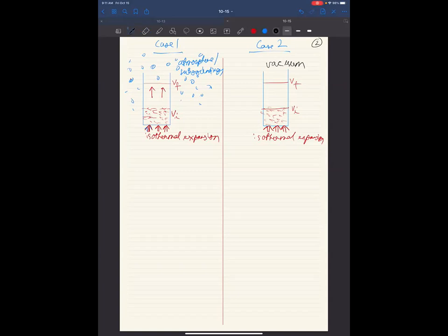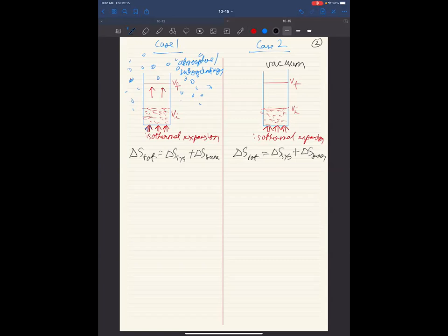So in both cases, we would like to calculate delta S total, which is delta S system plus delta S surrounding, and see whether this thing is positive, negative, or zero. And that will tell us whether it's reversible or not, okay? Let's start piece by piece.